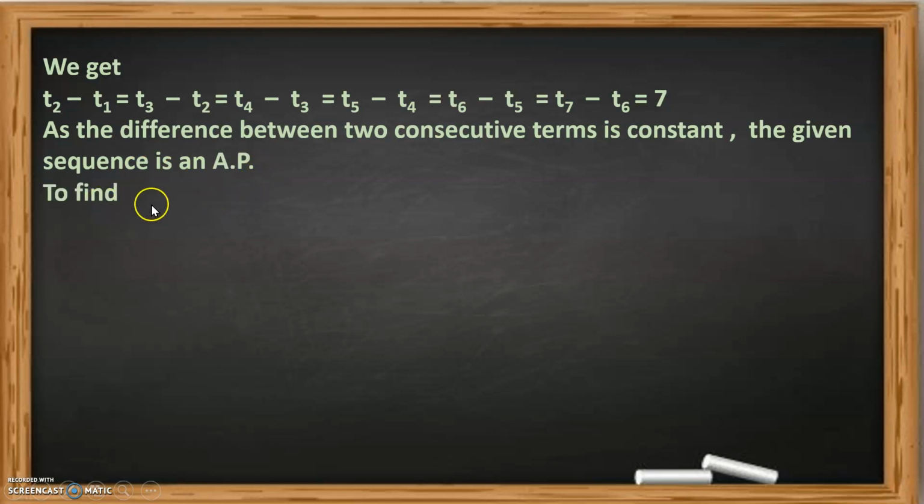Now, what is our next step? To find T20. We have to find the 20th term. So here A is equal to T1 equal to minus 12 and D is 7.